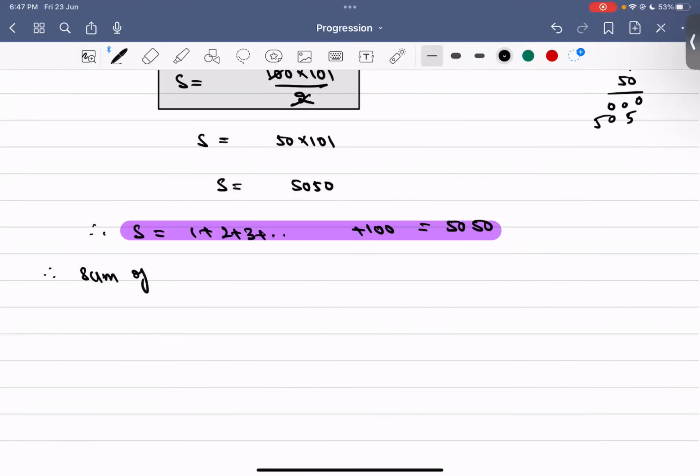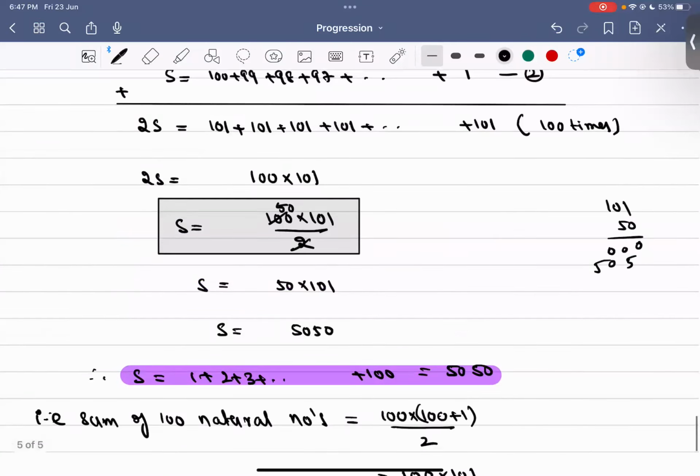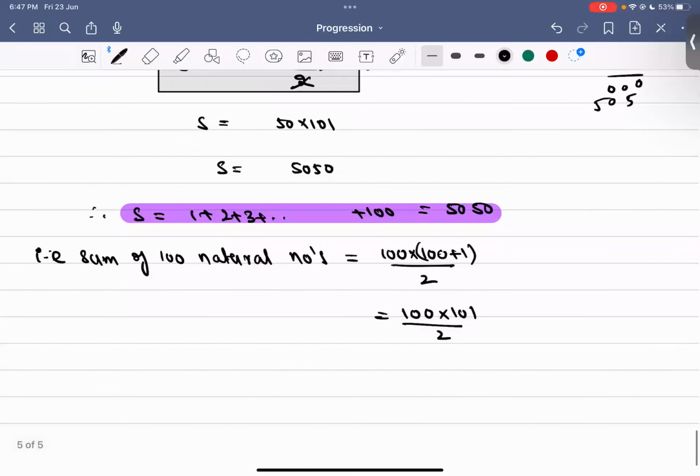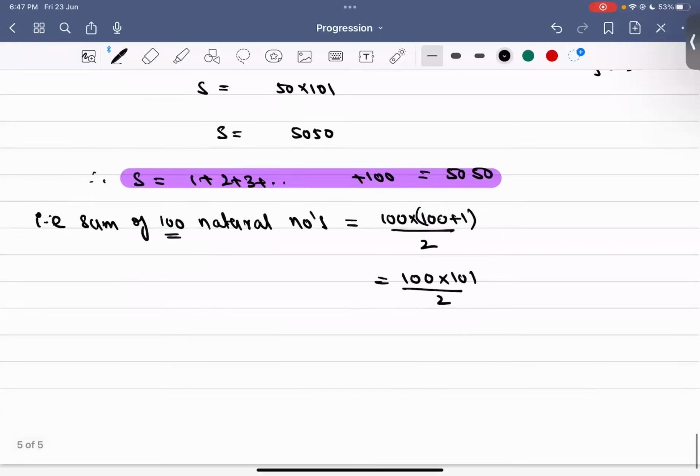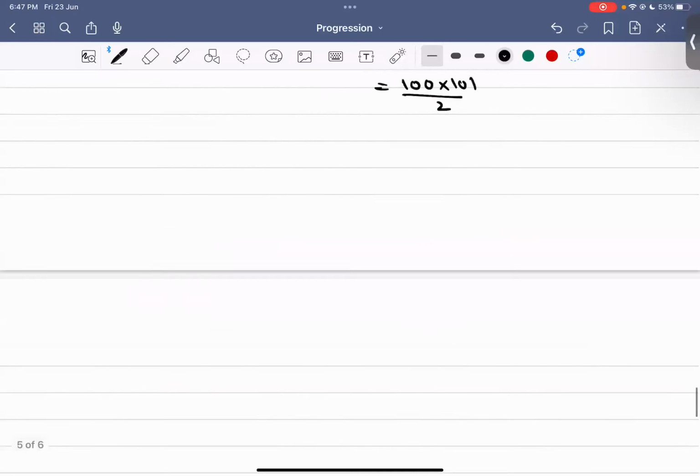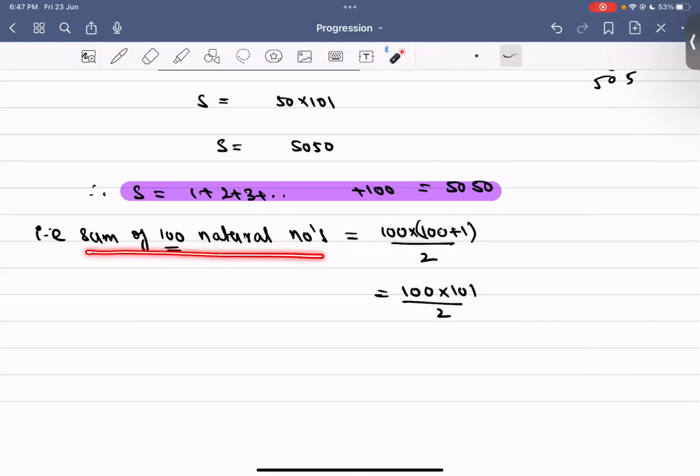Write this one. Sum of 100 natural numbers is equal to 100 into 101 by 2. That is equals to 100 into 101 by 2. This is the sum of 100 natural numbers. So the question which was given to Gauss was: find the sum of 100 natural numbers.